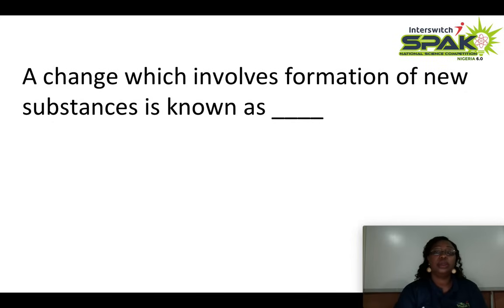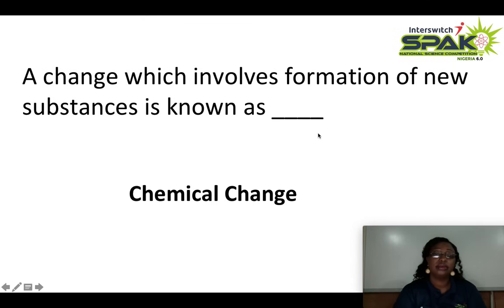A change which involves formation of new substances is known as... I'm expecting you to write your answer down. Okay. So let's see the answer. Chemical change. Chemical change is when new substances are formed. In physical change, no new substance is formed. Chemical changes are irreversible, while physical changes are reversible.